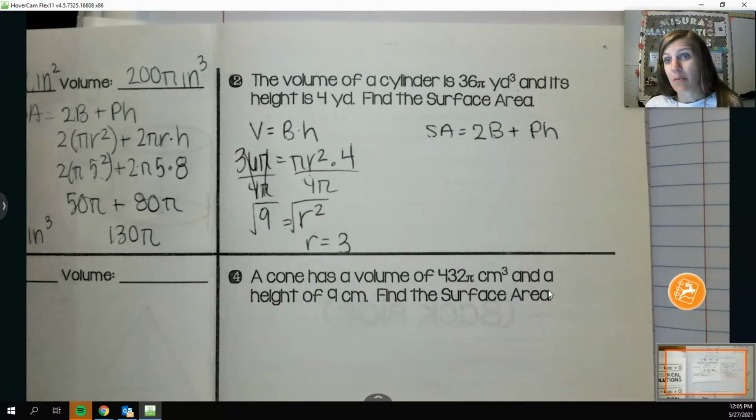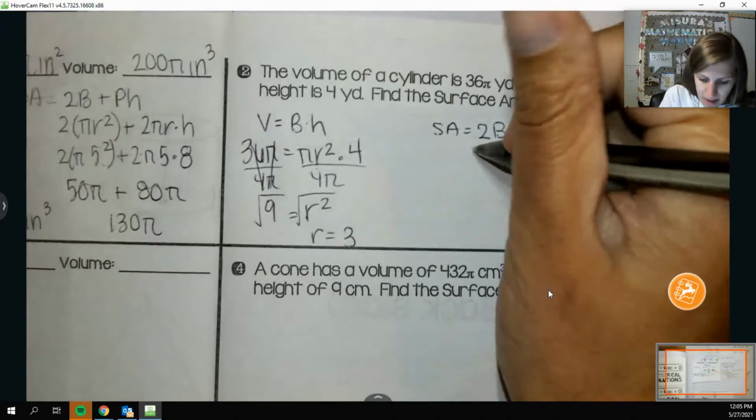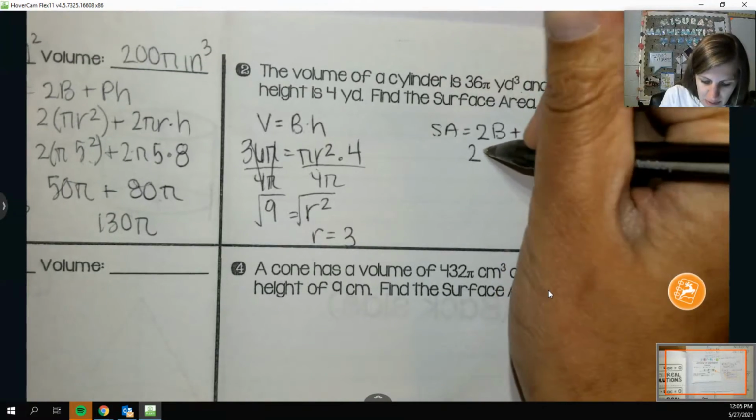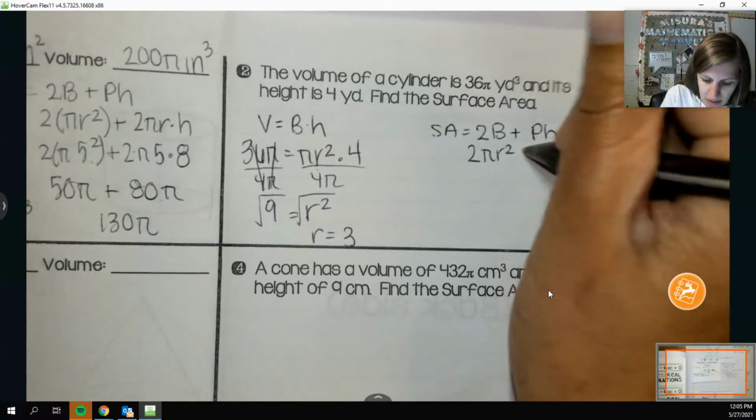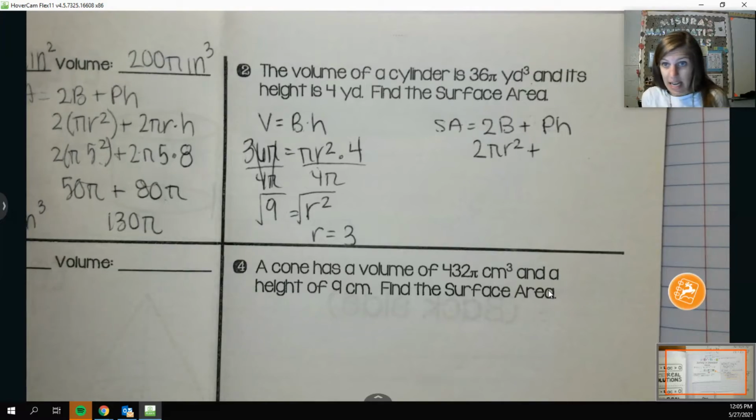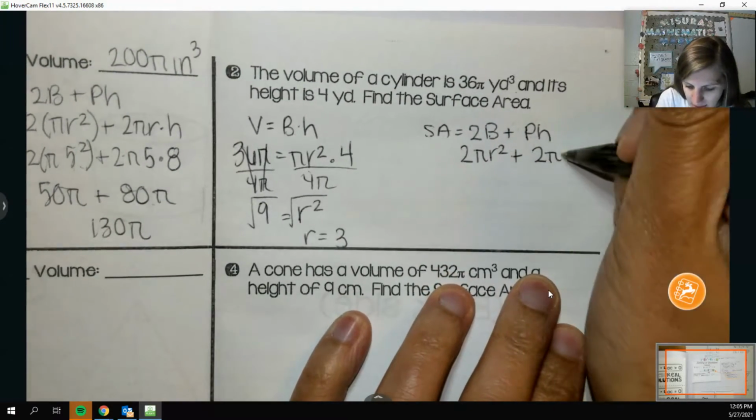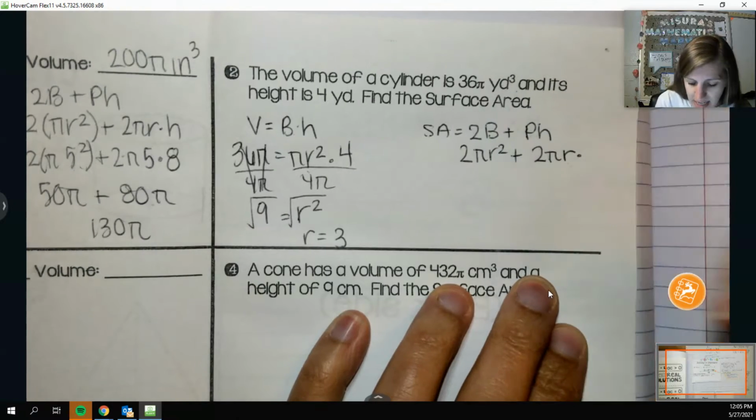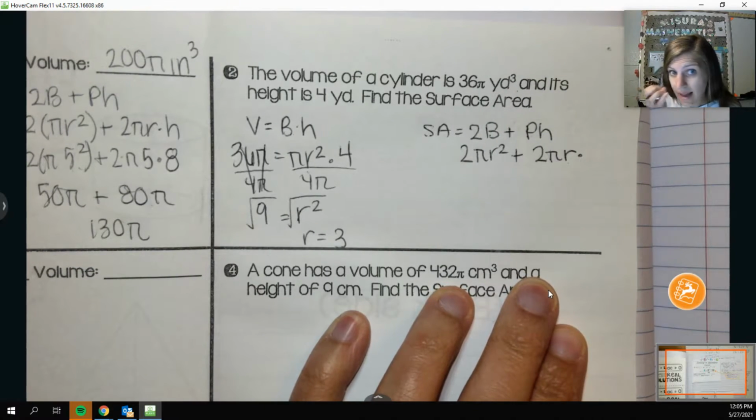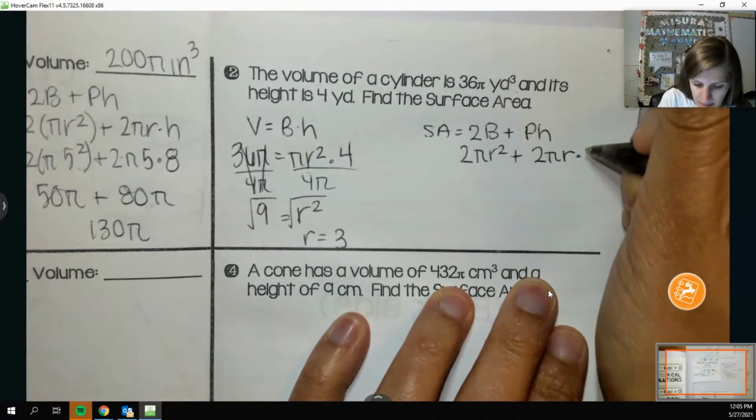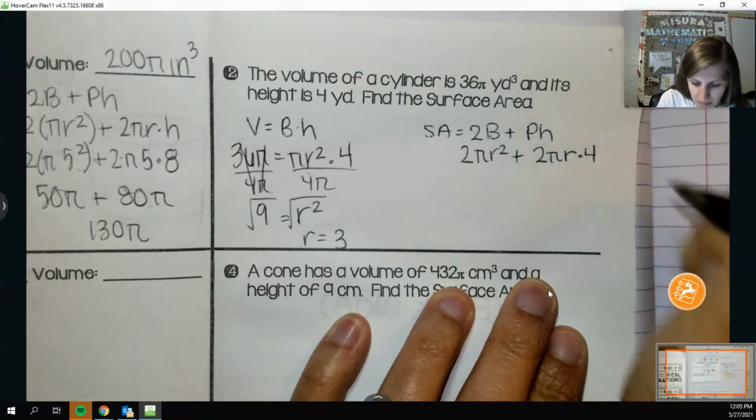And I wouldn't have been able to do that to start with, because if I wanted to find the area of the base, pi r squared, I didn't have the radius. And also if I wanted to find the perimeter of the base, 2 pi r, I wouldn't have had the radius for that either. The only thing that I had was the height of the prism, which was 4.